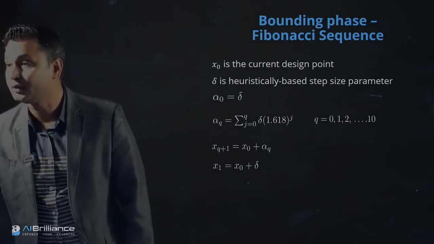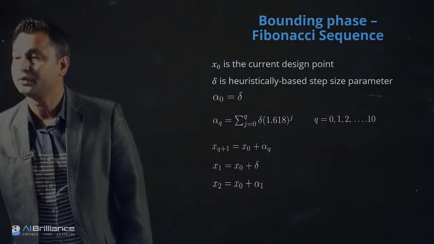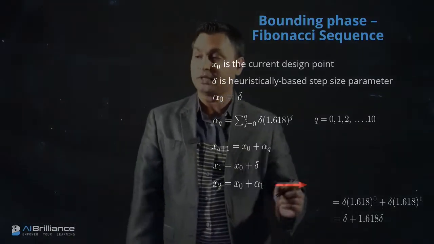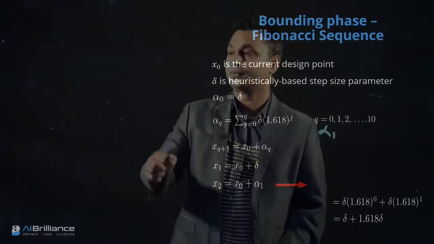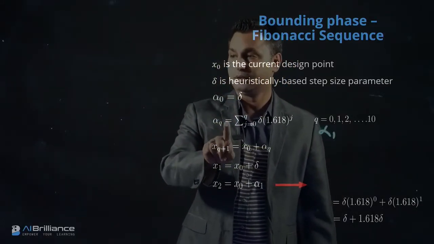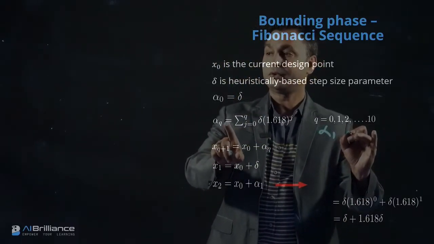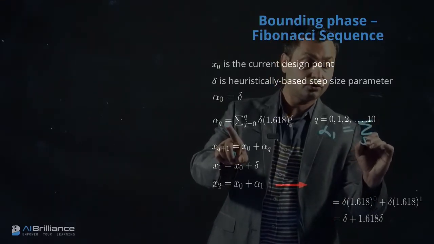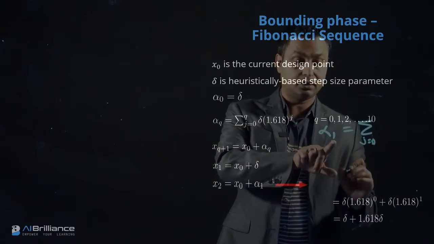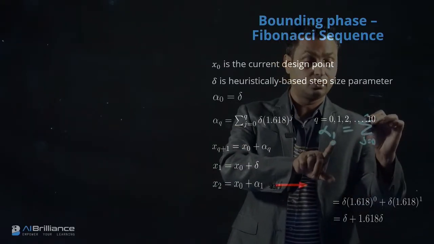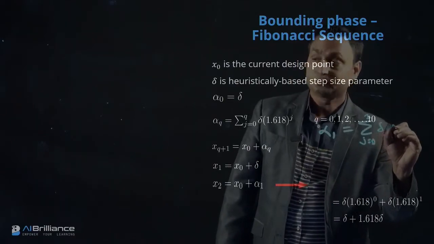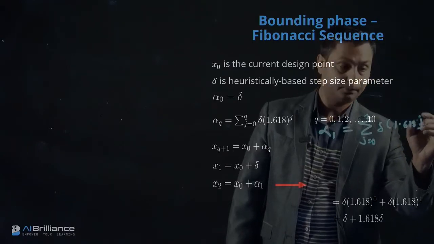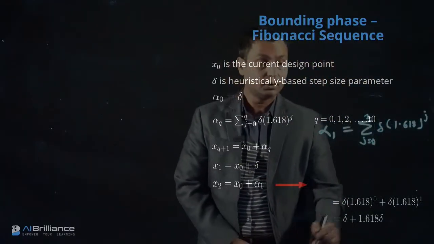Okay. So we begin with x1 equal to x0 plus delta, then we have x2 equal to x0 plus alpha 1. So if you look into how we compute alpha 1, the alpha 1 will be coming from this equation here, right, the equation that we have here. So if I want to write alpha 1, that should be equal to sigma j goes from 0, and since we are interested in finding alpha 1, this will go from 0 to 1, delta times 1.618 to the power j, right. So that's what is written here.